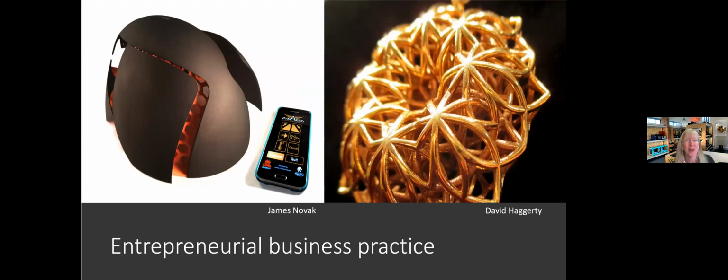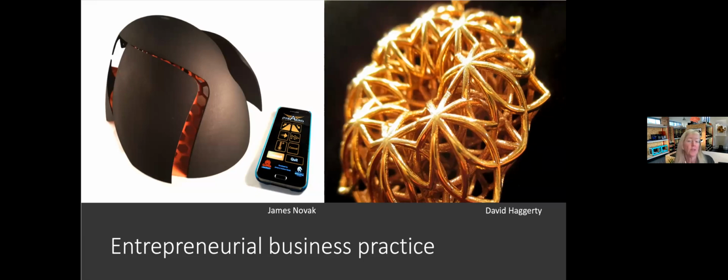So I've just got a couple of examples of practice here. Again, James, this 3D printed helmet, which is responsive to what's happening in your body while you're cycling, was currently on tour as part of an exhibition in Europe, but I suspect it's stopped somewhere. But it's a lovely example of being able to do something one-off as an end-use product as an entrepreneur.